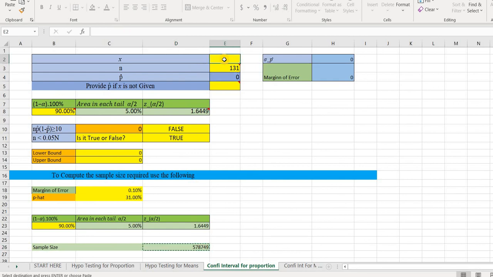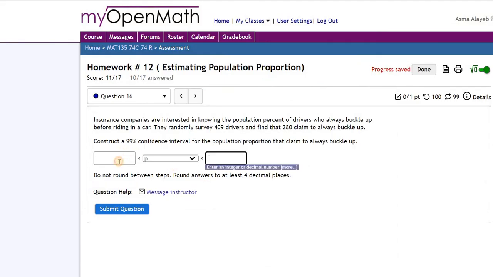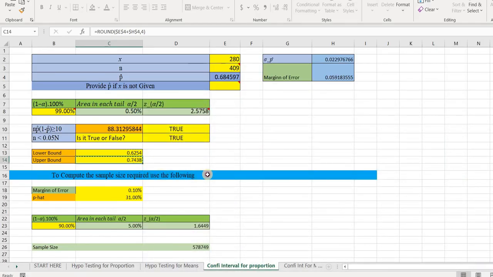X is 280, because it's always the smaller number. 409 is the sample size, and the level of confidence is 99%. So the lower bound is this number, and the upper bound is this number.